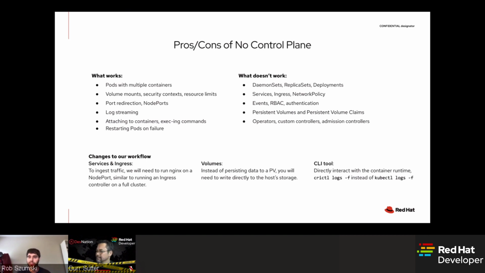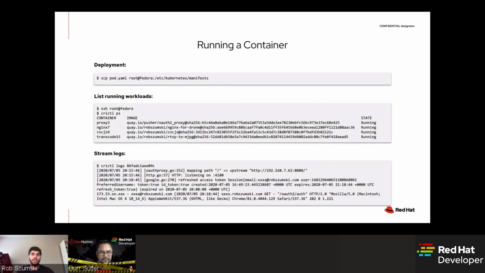Then the biggest one: since kubectl talks to an API server, we're not going to have kubectl. But what we do have is crictl, the container runtime interface control. And that can stream logs exactly like you would do with kubectl logs -f. There's a bunch of other things. You can do ps to list all the containers that are running and that kind of stuff. So let's see what that looks like.